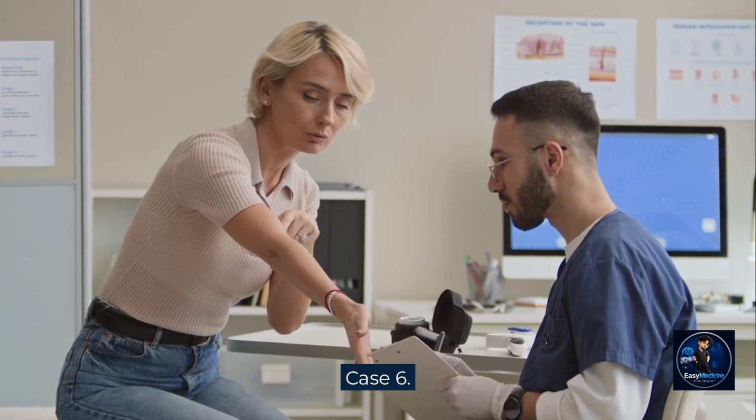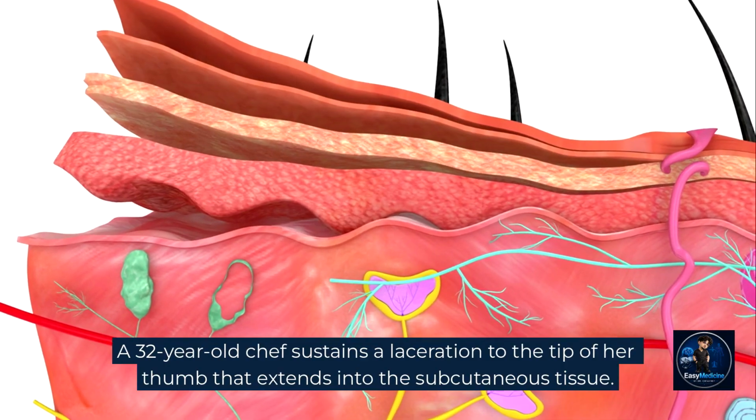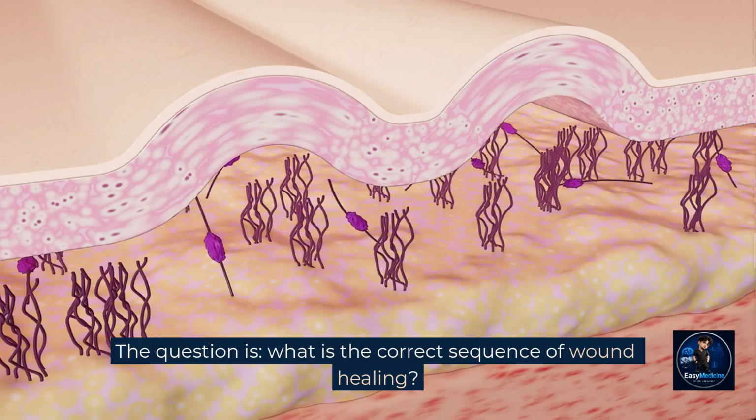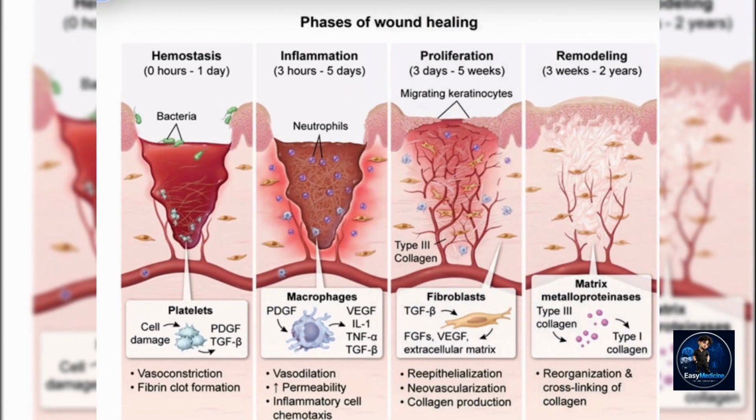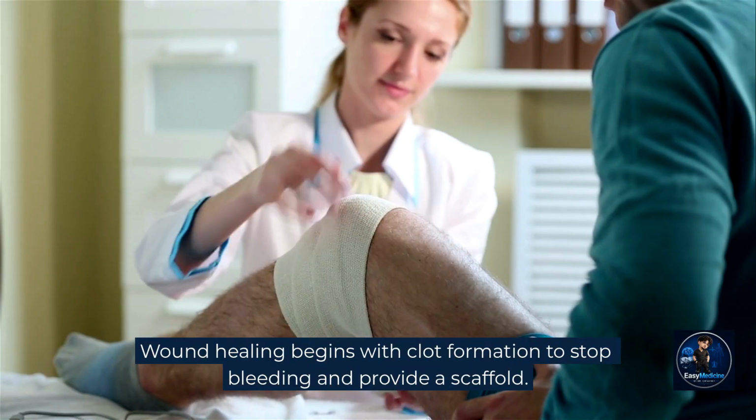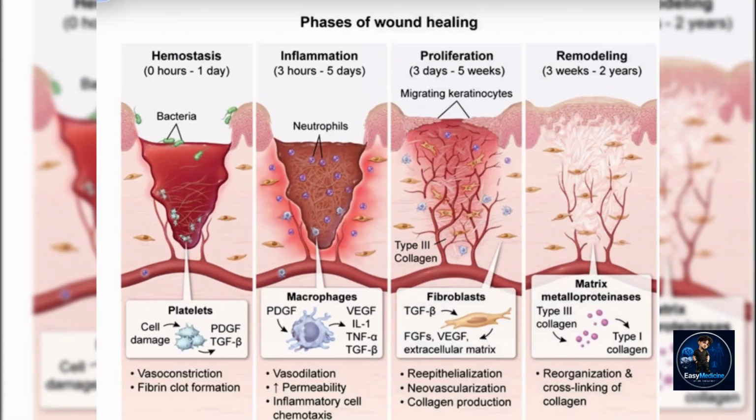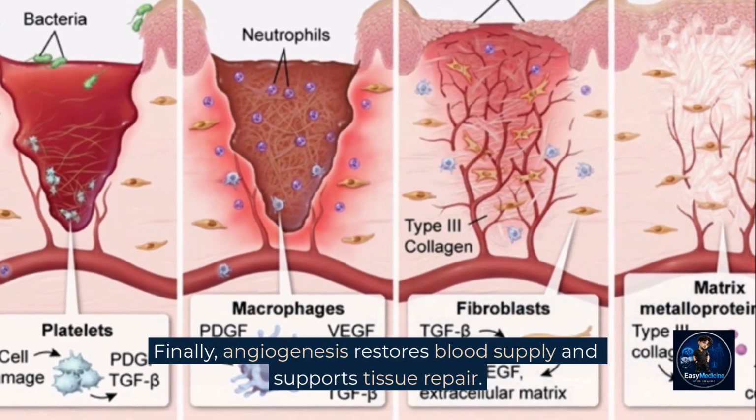Case 6. A 32-year-old chef sustains a laceration to the tip of her thumb that extends into the subcutaneous tissue. The question is, what is the correct sequence of wound healing? The correct answer is fibrin clot formation, followed by cellular infiltration, and finally, angiogenesis. Wound healing begins with clot formation to stop bleeding and provide a scaffold. This is followed by infiltration of inflammatory cells and fibroblasts. Finally, angiogenesis restores blood supply and supports tissue repair.